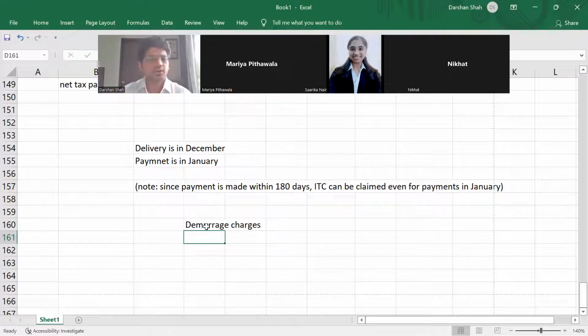Clear na, guys? Should we quickly do? We still have 12 minutes. Should we quickly do our warehousing?